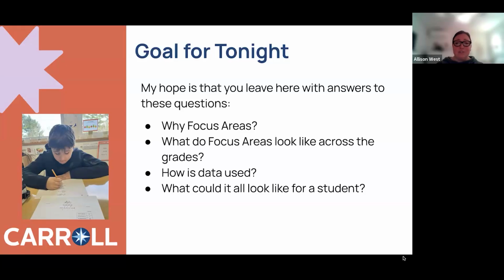In what ways do we use data to inspire our decisions? By now, you probably know that we love data, and some might say that we're obsessed with collecting data. So I hope to share some more insight into how data helps us make these important programmatic decisions. And then finally, I'm going to end tonight with a very quick snapshot of a student experience just to show how this might look in real life over the course of a several-year experience.